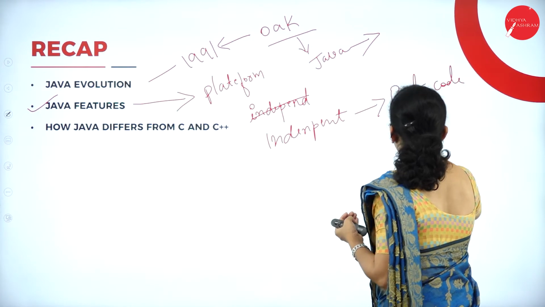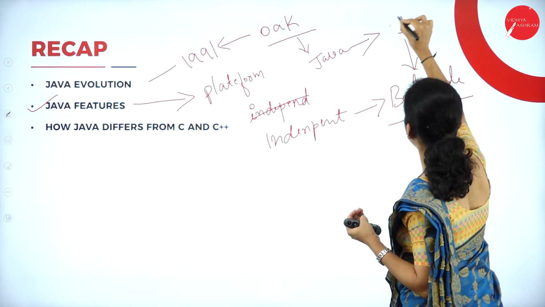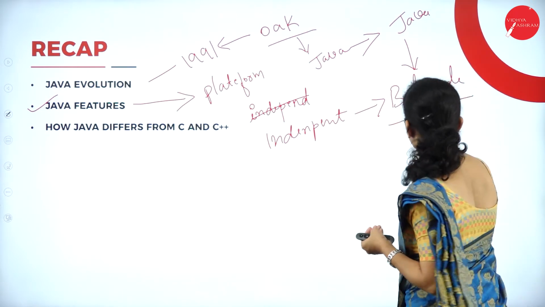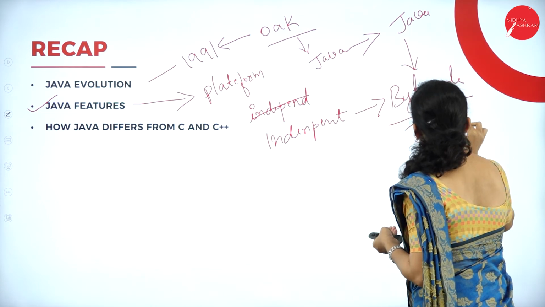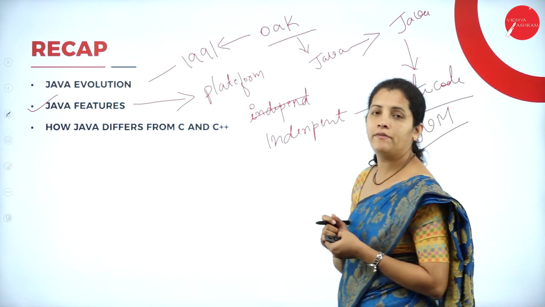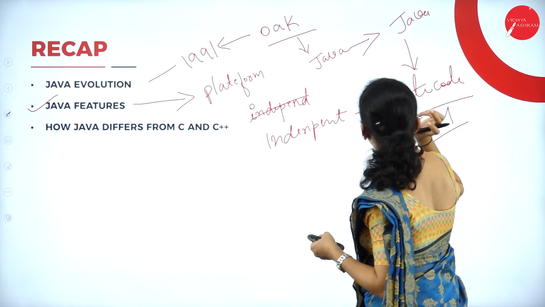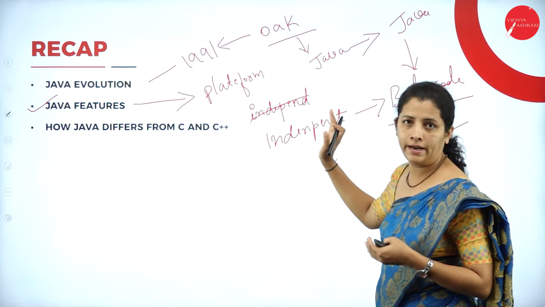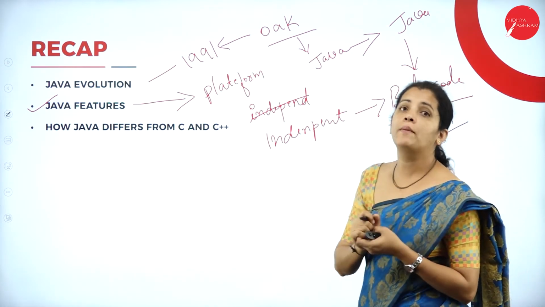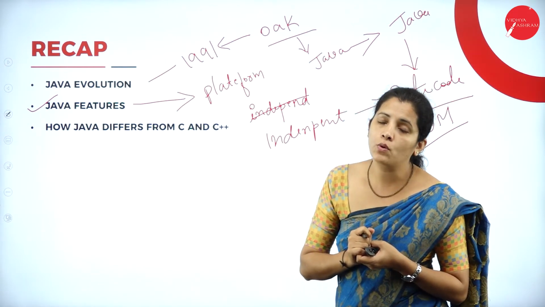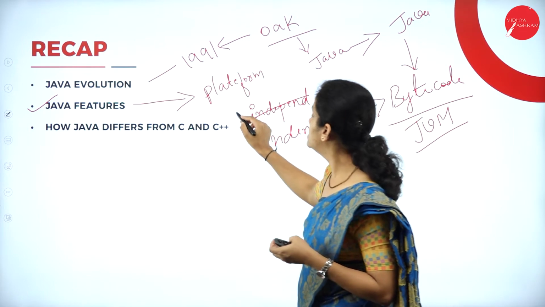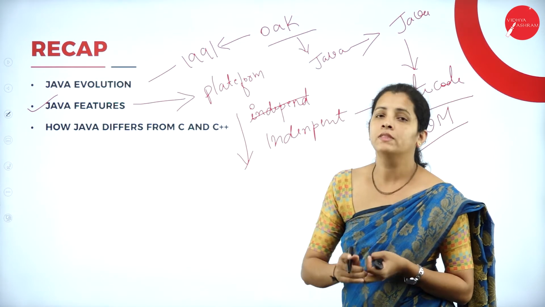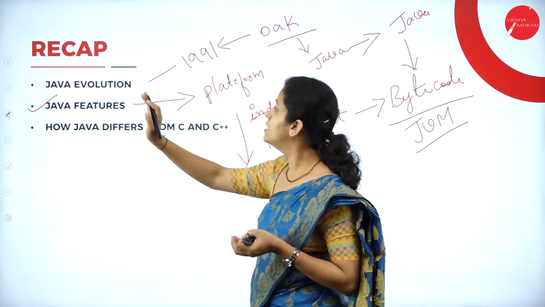So after compiling a Java program, I get the bytecode, and to run the bytecode, I require the Java Virtual Machine, that is nothing but JVM. And because of this bytecode, Java is platform independent. That means write the program once and use the program many times. So Java is called write once and use many times. This is the best feature of Java.